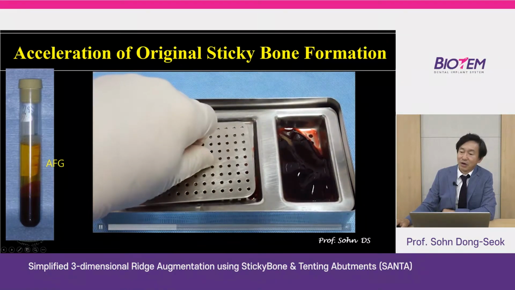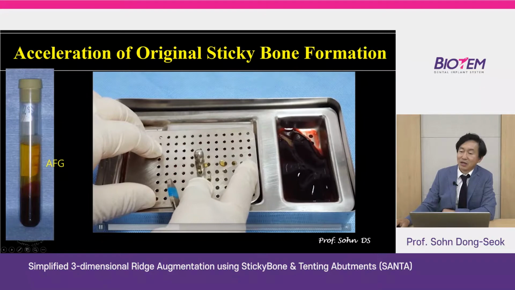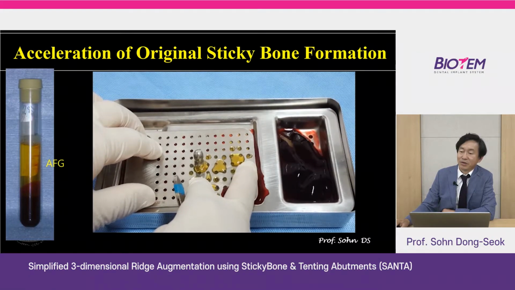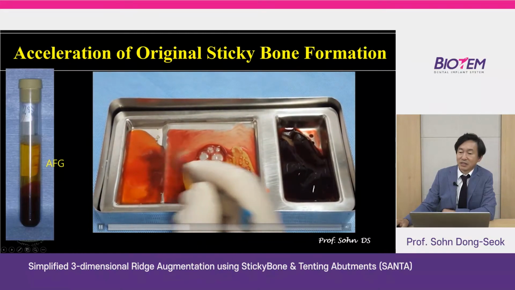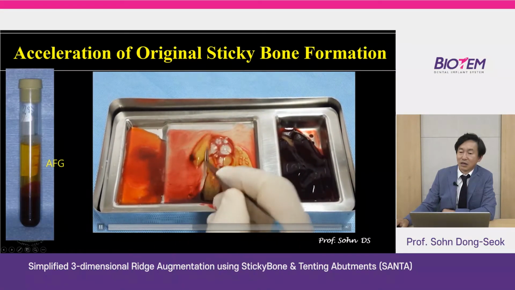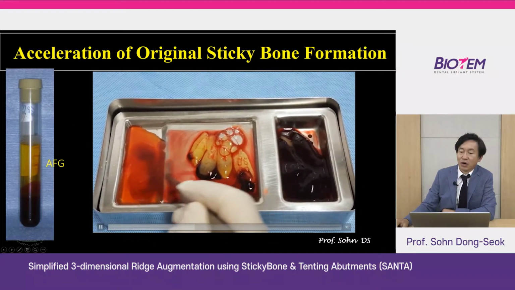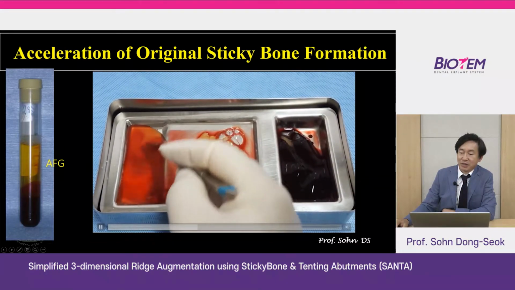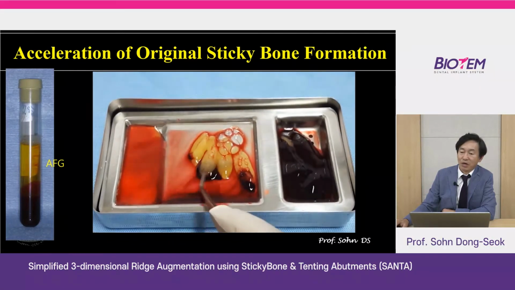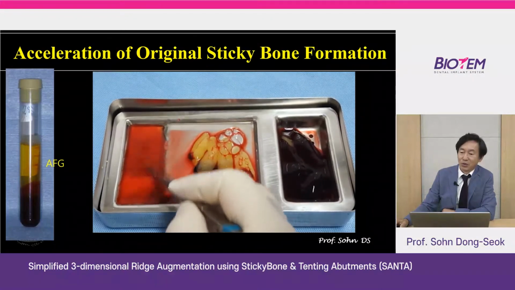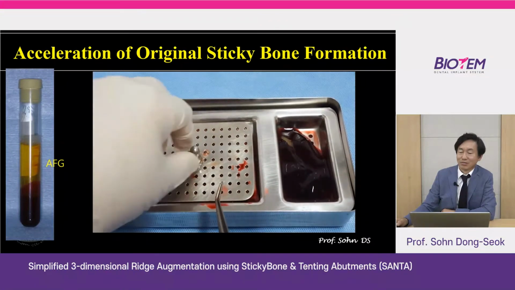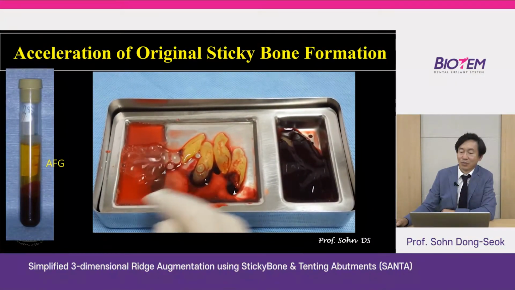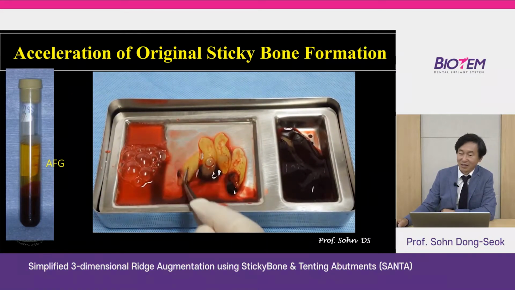So after that, you need to compress this CGF membrane and mix it with a mixture of particulate bone graft and AFG. Within 1 minute, whatever you use as bone graft, you can get sticky bone simply and easily, as shown in this video.